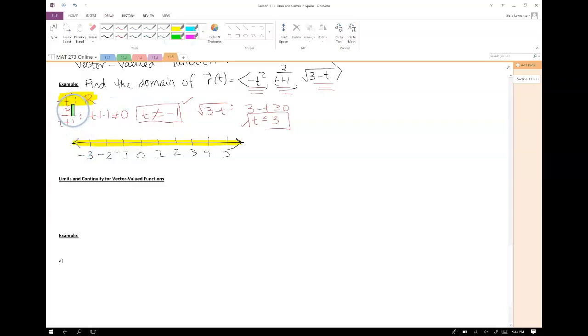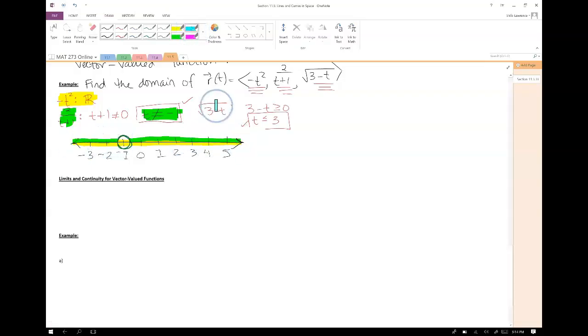Our second vector-valued function was 2 over t plus 1, and we determined that we could use anything we wanted for t except for negative 1. So we've got this open circle at negative 1 because we're not allowed to use it, but we are allowed to use everything else above and below.